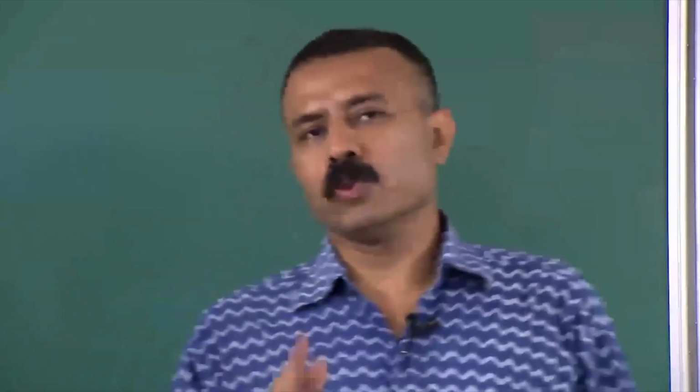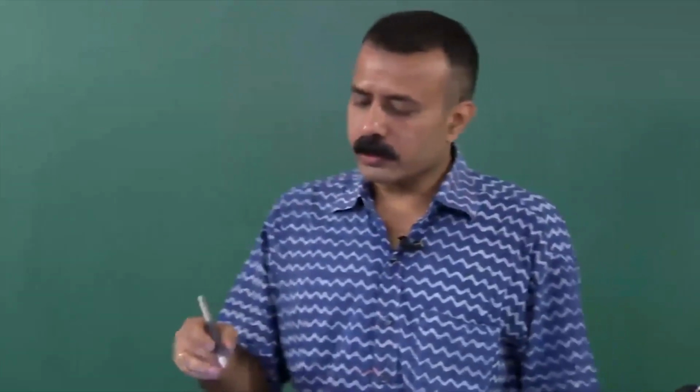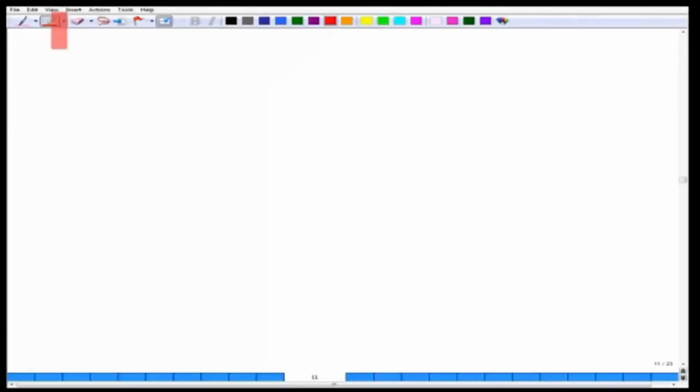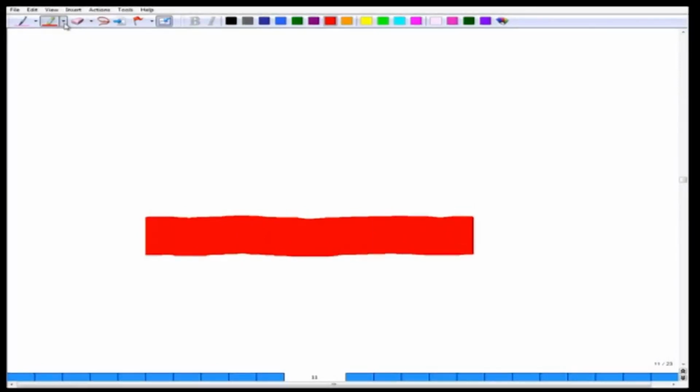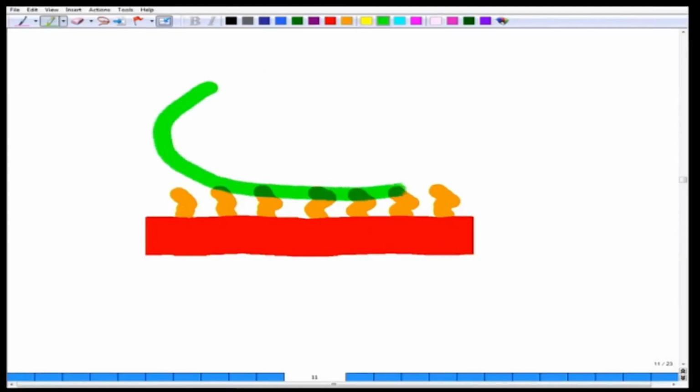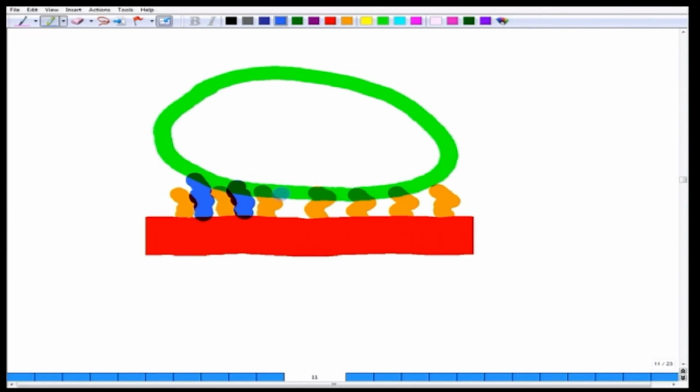There is another way you can do it. The next technique is, you have this electrode out here. You decorate the electrode with molecules which will bind to the cell. So these are the molecules with which you decorate the electrode, and now you have the cell out here on top of it. And now the cell has its own proteins like that, which I am showing in blue now.